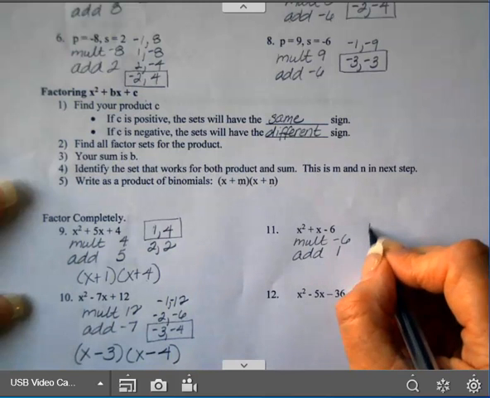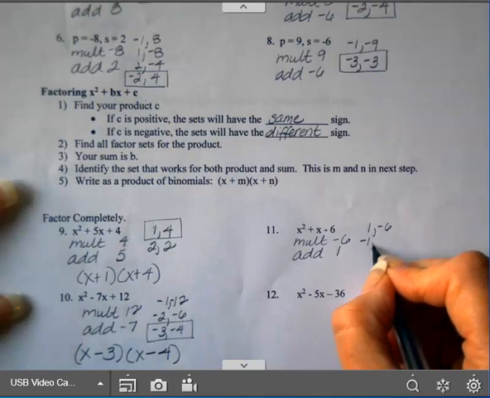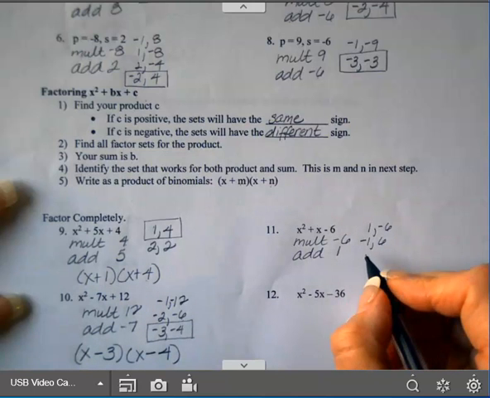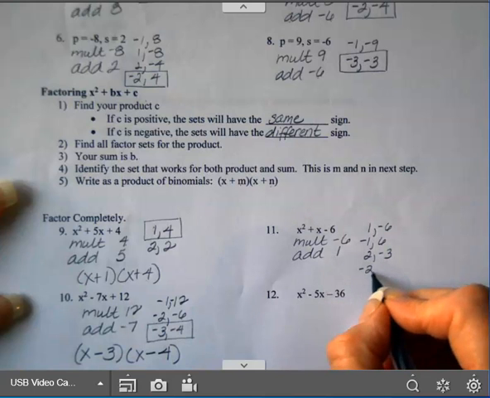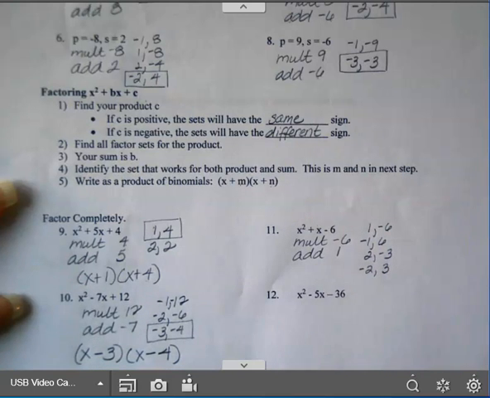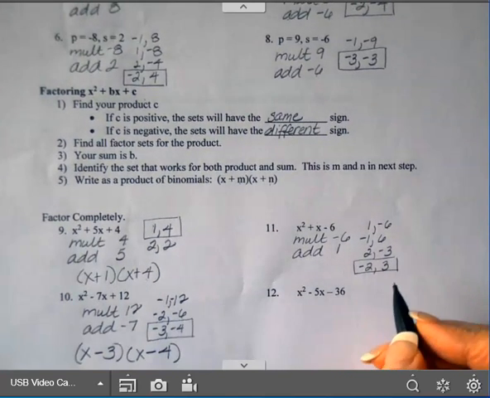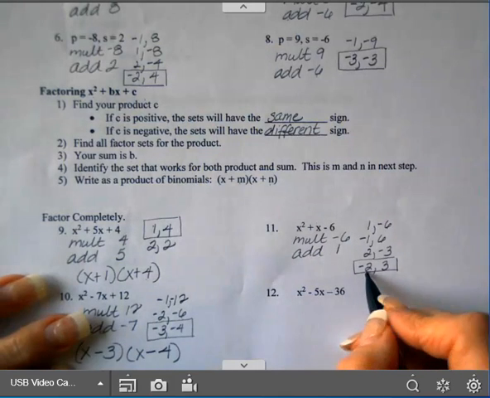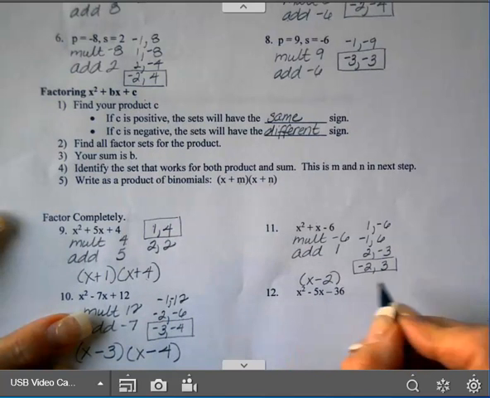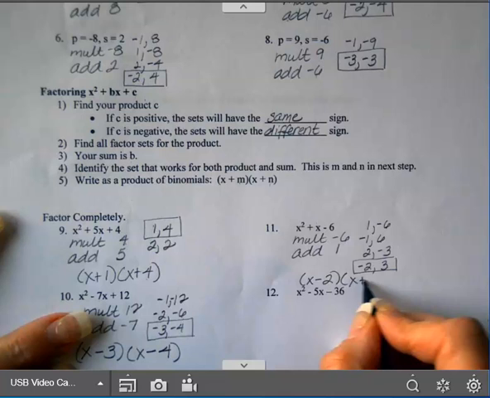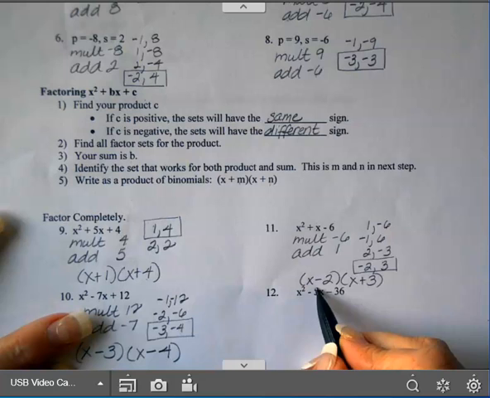So let's go ahead and write our possible ones that would work. So we have 1 and negative 6, negative 1 and positive 6. Neither of those add to 1. So let's try 2 and negative 3, and negative 2 and positive 3. And the pair that worked is this one. And so I would plug those in for m and n. So this is going to be x plus negative 2, which is the same as x minus 2, and then x plus 3. Again, it doesn't matter what order you put the factors in. I could have x plus 3 times x minus 2.